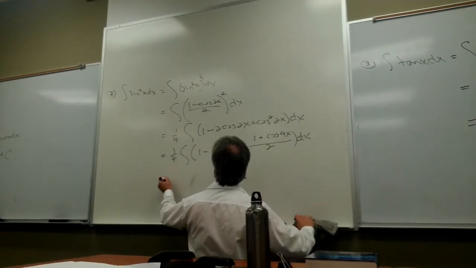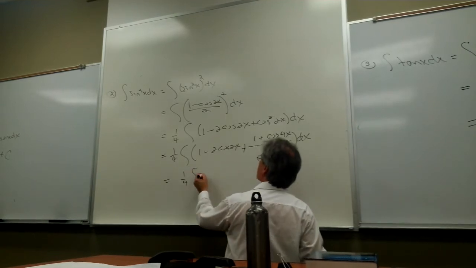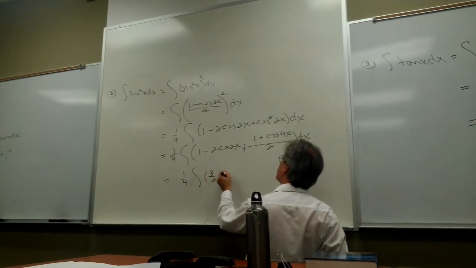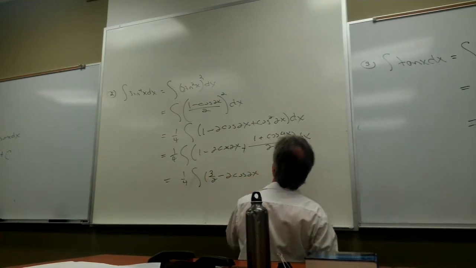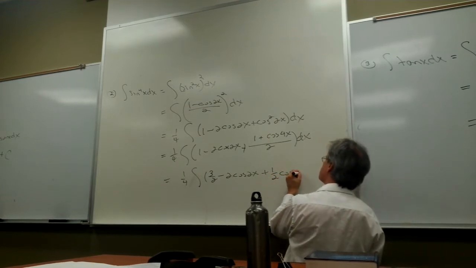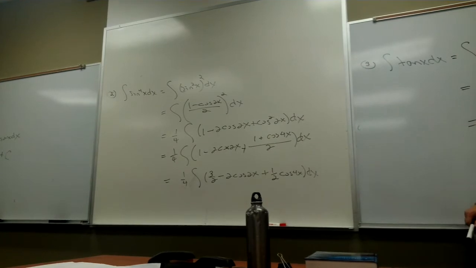So, if you guys don't mind, I got another name for it. It's merely 1 plus cosine of 4x over 2. But that is merely a 1/4 times the integral of 1. I misspoke. Is that 3/2 minus 2 cosine 2x plus 1/2 cosine 4x? Why does that happen? Why does it become 1/2 cosine 4x from 1 plus cosine 4x over 2? Here's why.